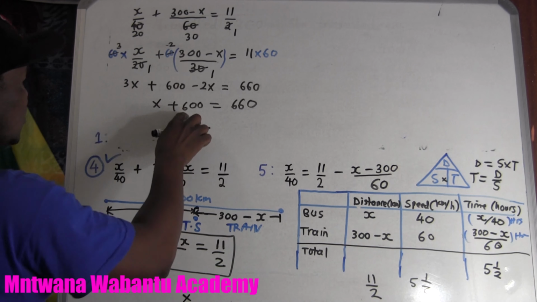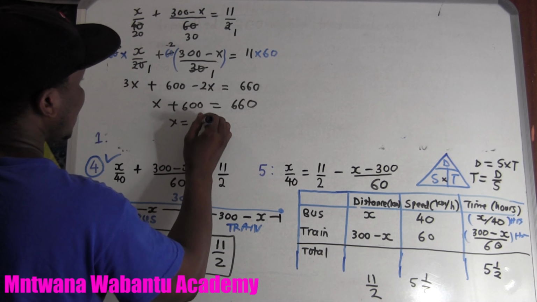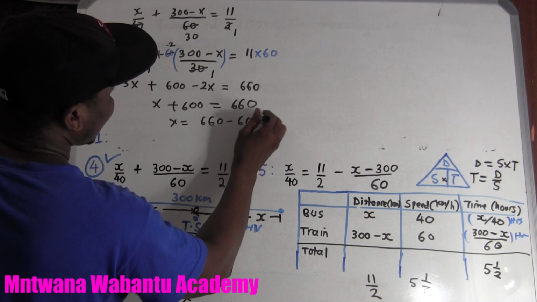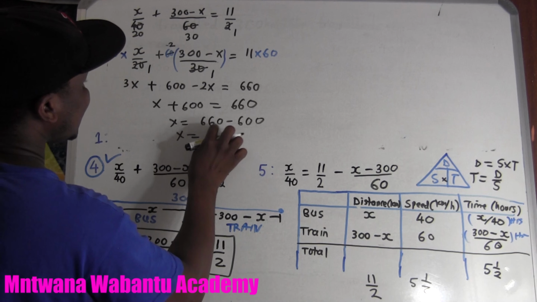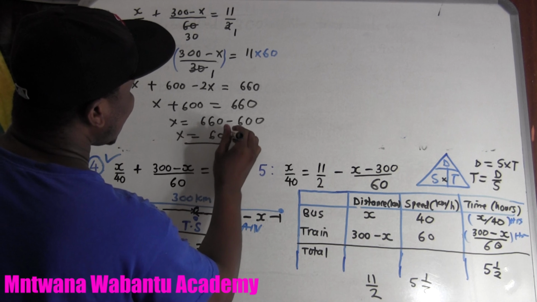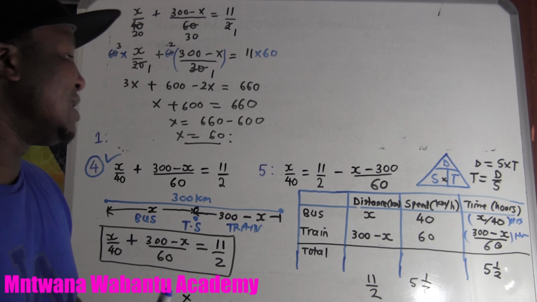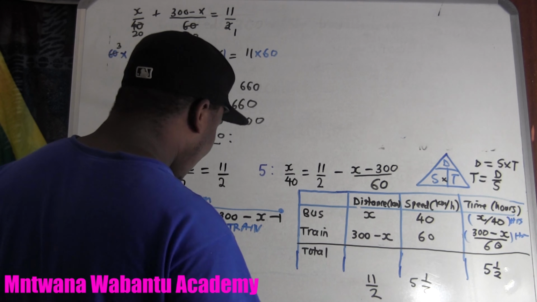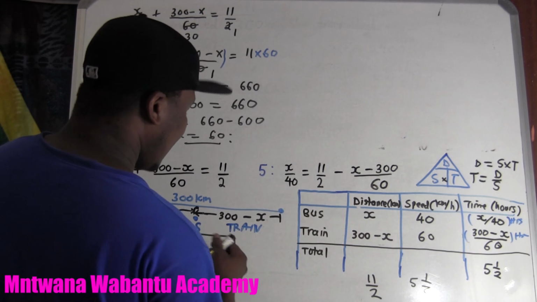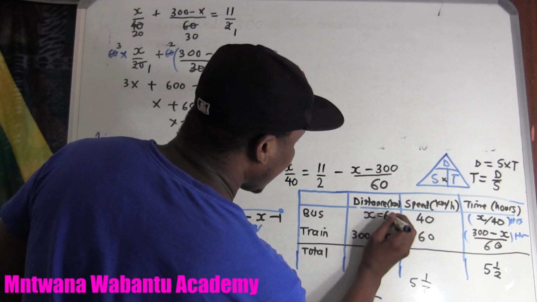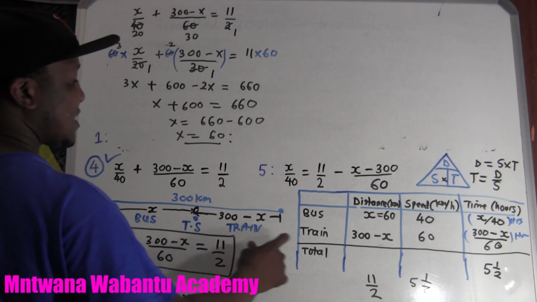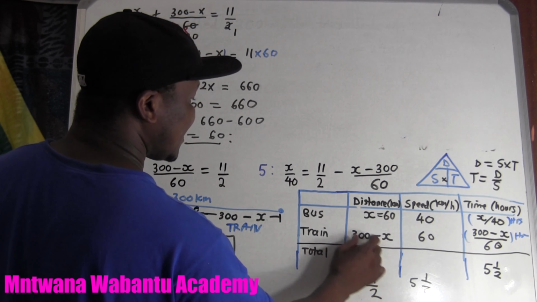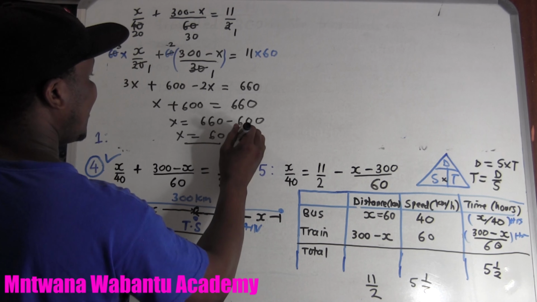And then what we're going to do, these are going to go over. So it's going to be x equal to 660 minus 600. X equals 660 minus 600 is going to be equal to 60. Oh, so the bus, it did cover a very small distance. Okay, the distance covered by bus was only 60. So the distance covered by train was a longer distance. So this is the distance covered by bus.